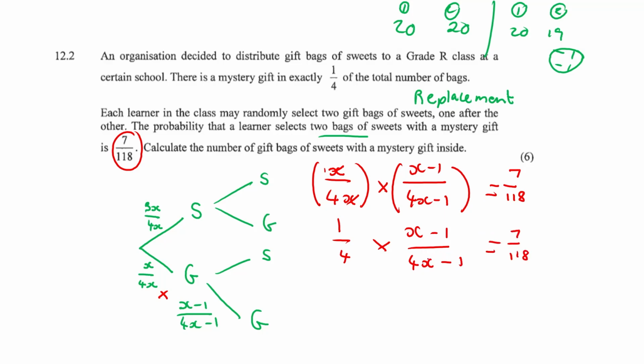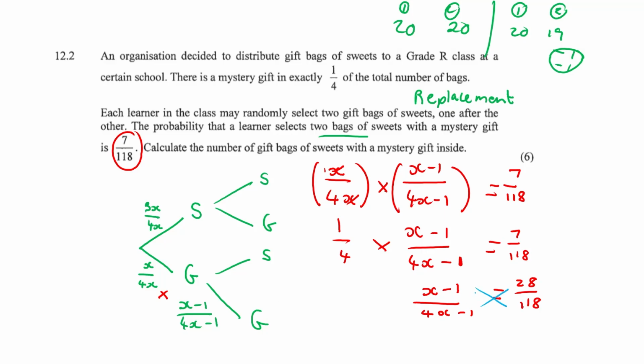Okay, we want to isolate x as best we can, so let's divide both sides by a quarter. So on our right hand side is still just going to be x -1 over 4x -1. 7 over 118 divided by a quarter. So divide by a quarter, we can just change it to a times, flip the 2. So that's 7 times 4 is 28 over 118, the tip and times method. So 7 over 118, simply put, divided by a quarter is equal to 28 over 118. Okay, now we can cross multiply.